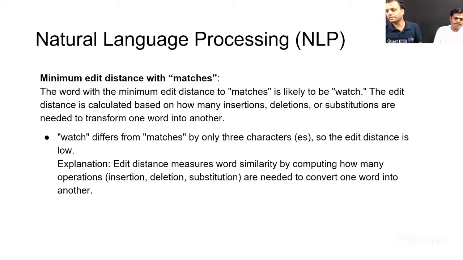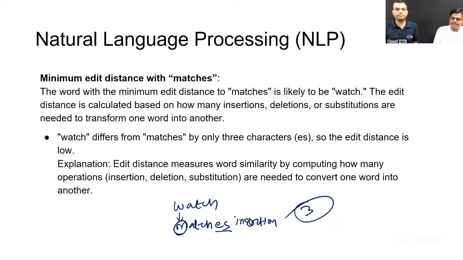So for example, in watches and matches, the minimum edit distance has to be a substitution, and this to be an addition, an insertion, which means there are three minimum edit distance operations. So whenever you see the words given in the question and the four options, try to compute those insertion, deletion or substitution operations and try to replace to get the minimum value. That's how you find the minimum edit distance between the words given.